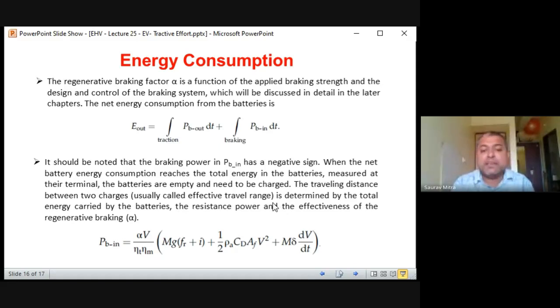The traveling distance between two charges, or effective travel range, is determined by the total energy carried by the batteries, the resistance power and the effectiveness of the regenerative braking. These are three very important things. First, the total energy carried by the batteries, that is, how much charge we have given. Second, the resistance power. This Mg FR Fi is a resistance, this is also a resistance, and whatever auxiliary usage there is is also a resistance. Third, the effectiveness of the regenerative braking. Regenerative braking is continuously charging, while the other things are dissipating.